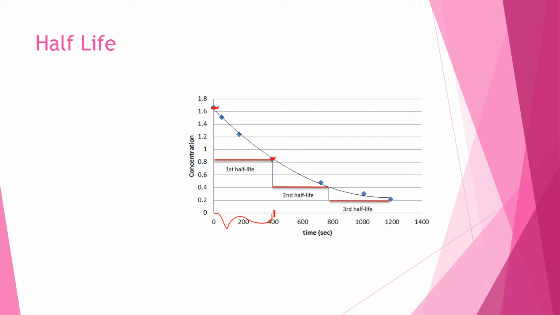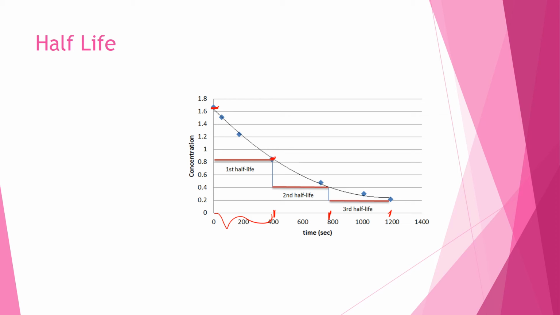My second half-life would be 400 times 2, which is 800 seconds. And then my third half-life would be 400 times 3, which is 1200 seconds. So you can interpret and analyze this graph with the half-lives.